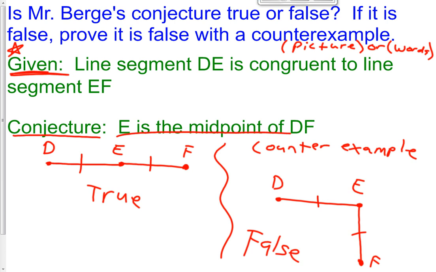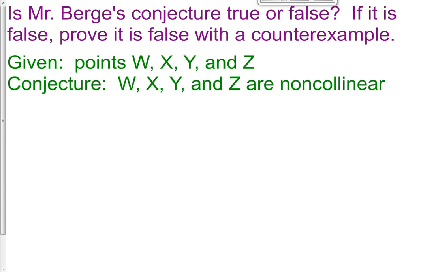Because in order for it to be the midpoint, they all have to be collinear. And D, E, and F in my counterexample are not collinear. D and E are on one line, E and F are on a separate line. So I just used a counterexample to prove my conjecture false. That's what a counterexample is. Let's practice this one more time. Is Mr. Berge's conjecture true or is it false? If it is false, let's prove it is false with a counterexample.